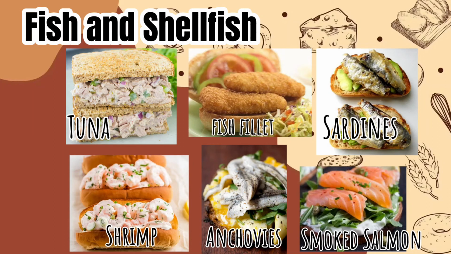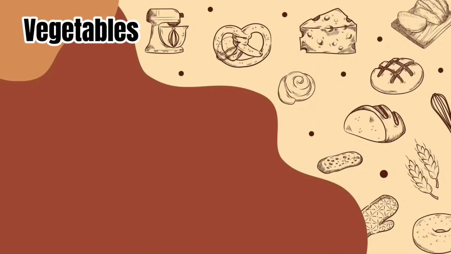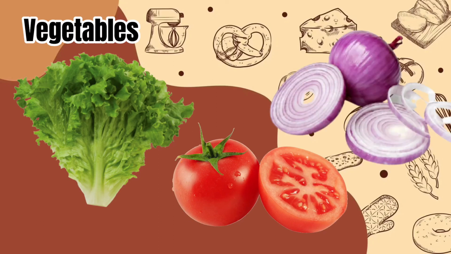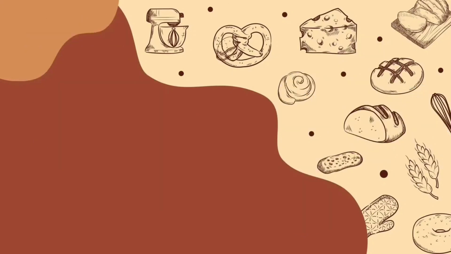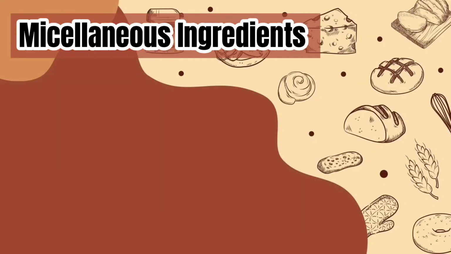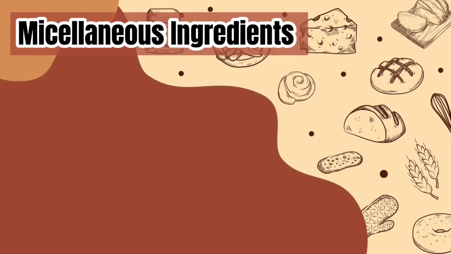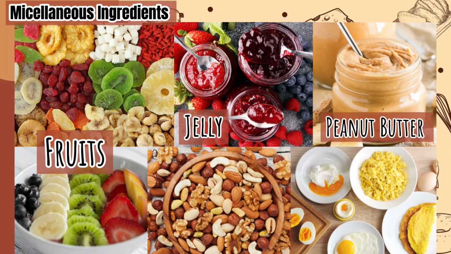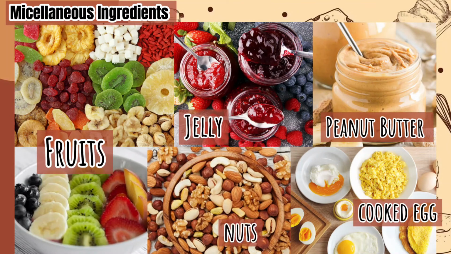Now, here are the vegetable items that can also be used as fillings for a sandwich. We have lettuce, tomato, and onion. These are indispensable in sandwich production. Also, any vegetable used in salads may also be used in sandwiches. We also have miscellaneous ingredients. This includes fruits, fresh or dried, jelly, peanut butter, cooked egg, and nuts.